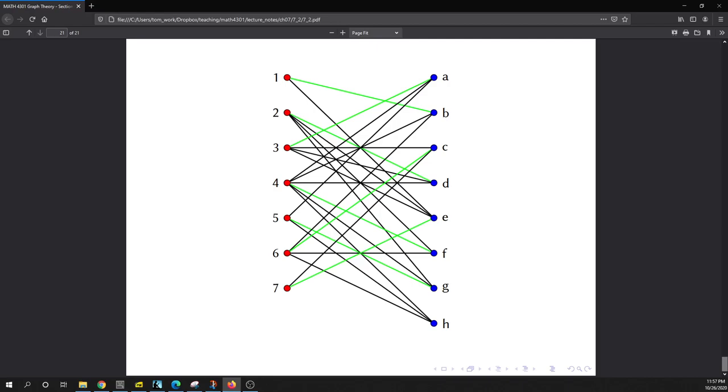I figured they would at least make you use the Hungarian algorithm. But anyway, if you didn't get lucky, then that's what you would do. Run through the steps of the Hungarian algorithm to get your maximum matching. Okay. All right, so that is it on this video.